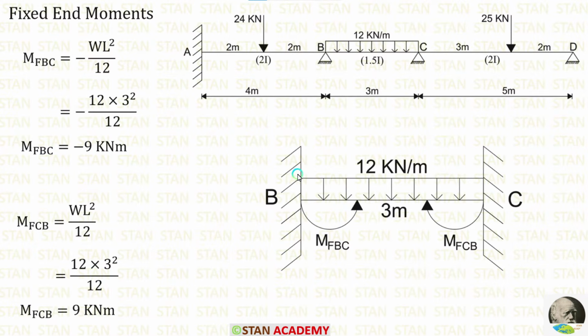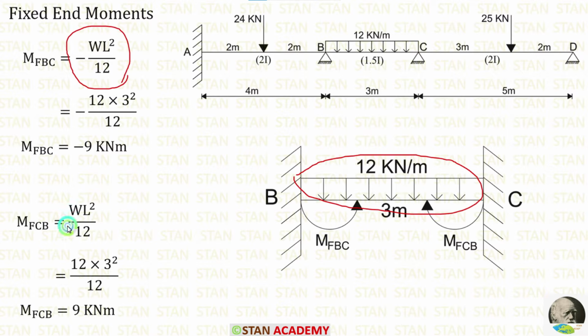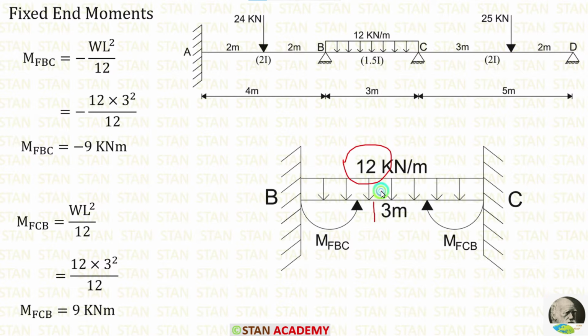In the span BC, UDL is acting for the full span. We have already seen the fixed end moment formulas: minus WL square upon 12 and positive WL square upon 12. Let us apply the values inside the formulas. W is 12, L is 3. After applying all of the values inside the formulas, we are getting M of BC is equal to minus 9 kN meter and M of CB is equal to 9 kN meter.